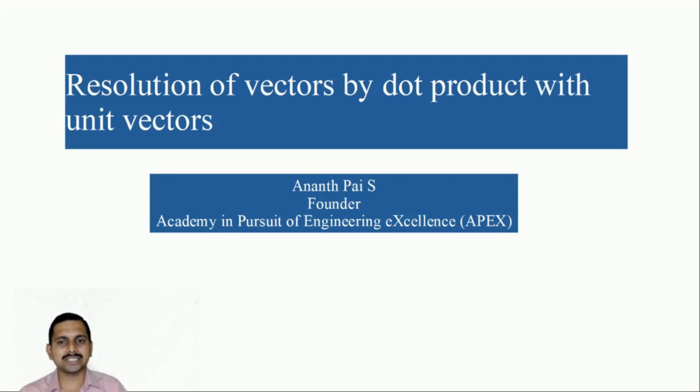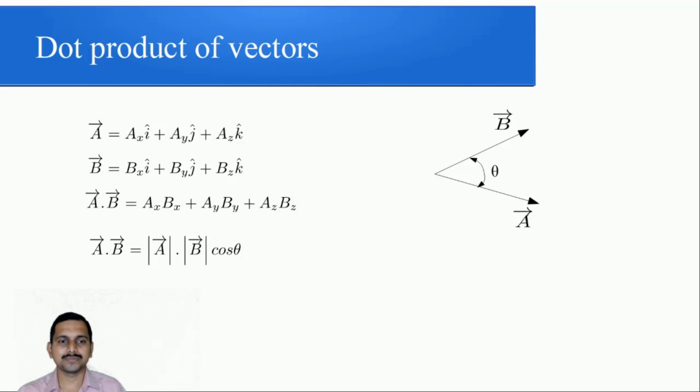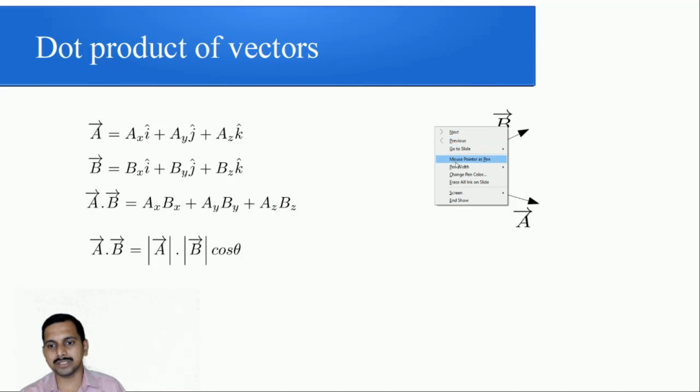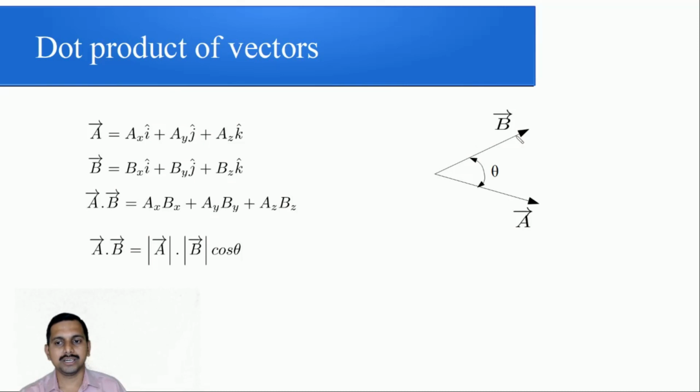Okay. So let us start with what is a dot product. Now what is a dot product? Given a vector A and given a vector B. The dot product between vector A and vector B is given by the multiplication of the coefficients, ax into bx plus ay into by plus az into bz.